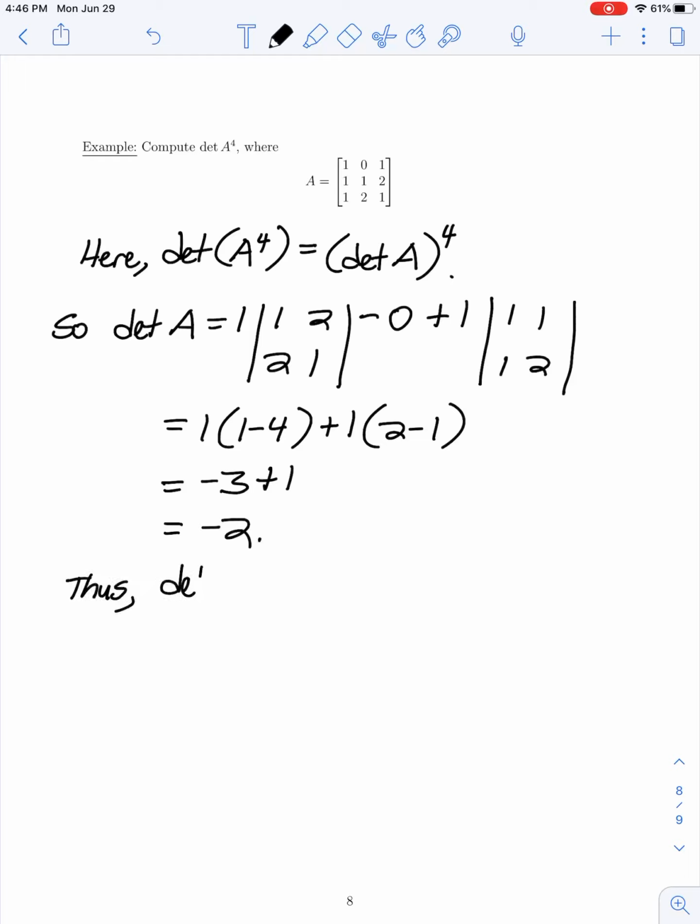So the determinant of A to the 4th power is then the determinant of A, which was negative 2, raised to the 4th. So we're left with a positive 16 for our determinant of A to the 4th. This is certainly much easier than first calculating A to the 4th and finding the determinant of the resulting matrix.